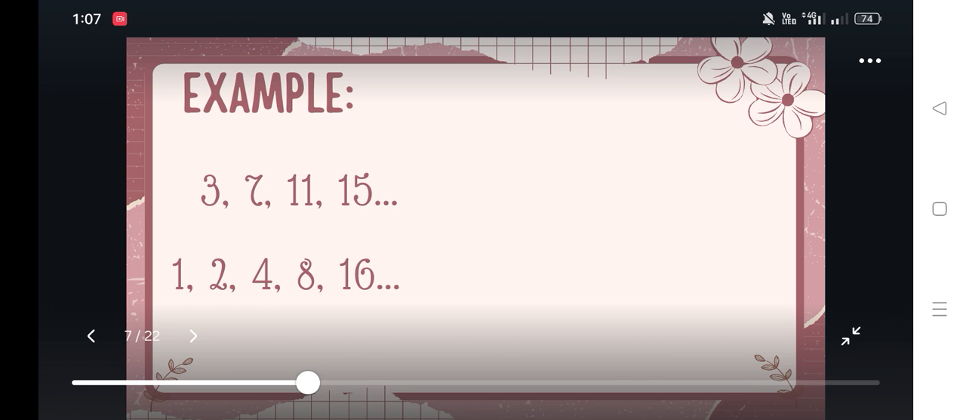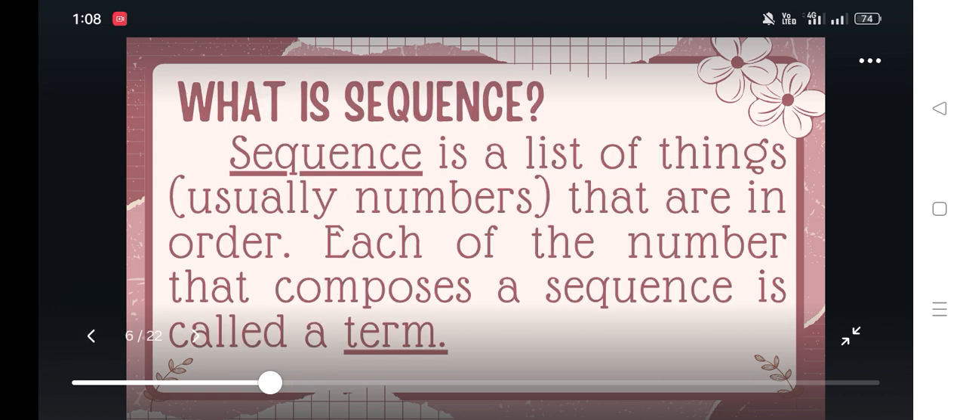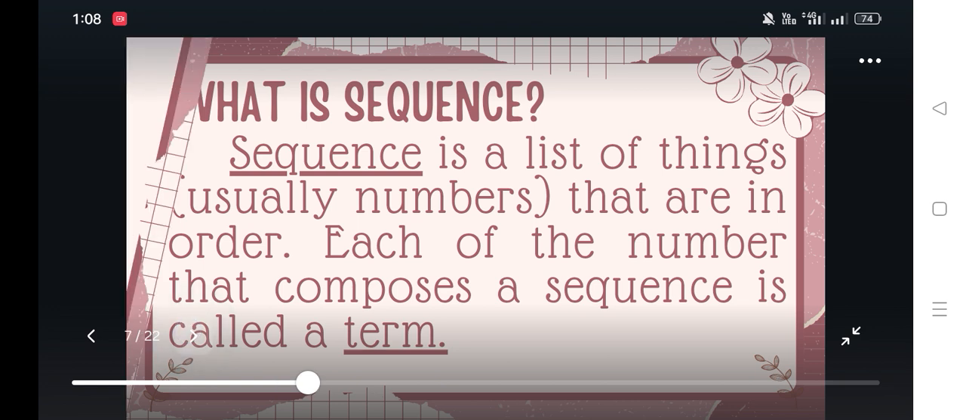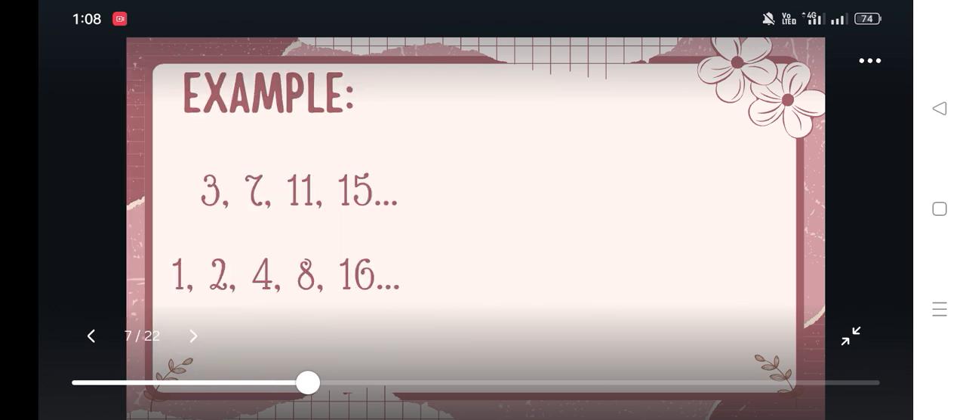Nice. So, again, class, in the first question, we have 3, 7, 11, 15, and dot, dot, dot. We call 3 the first term, 7 the second term, 11 the third term, and 15 our fourth term. As I said earlier, each of the numbers that composes a sequence is called a term.